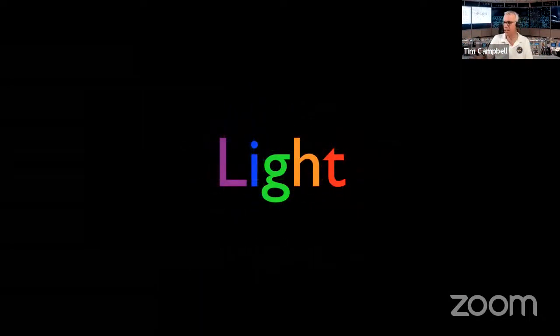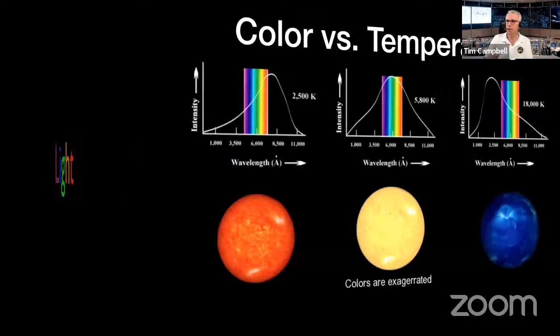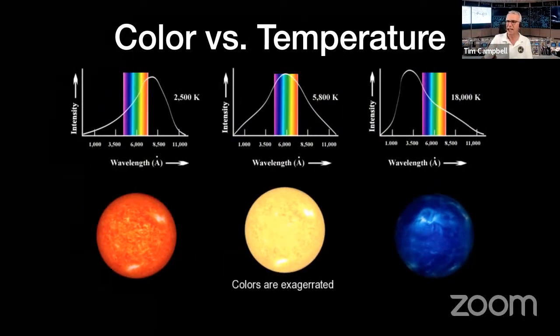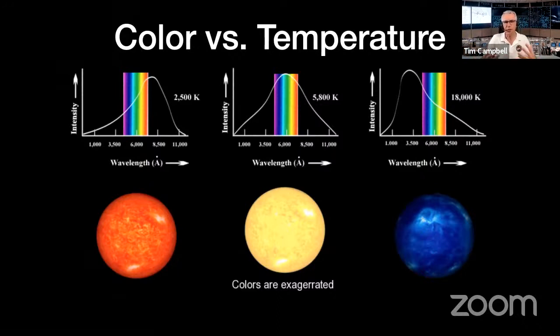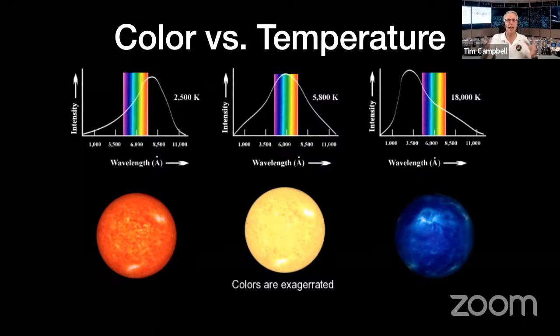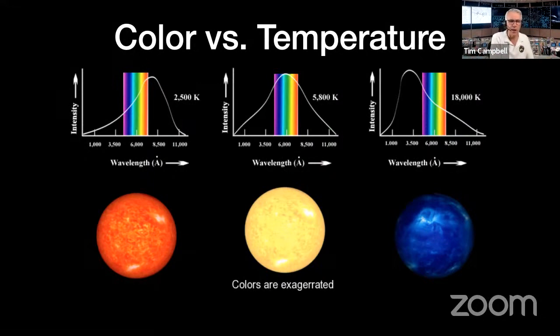And when we get into talking about light, we're going to talk about the various gases, the elements, and how they give off different spectra. That is the whole point of this presentation. But before we get to that, it's important to understand this little concept here. So I've got these three stars, exaggerated color stars. I've got a red star, I've got a yellow star, I've got a blue star.